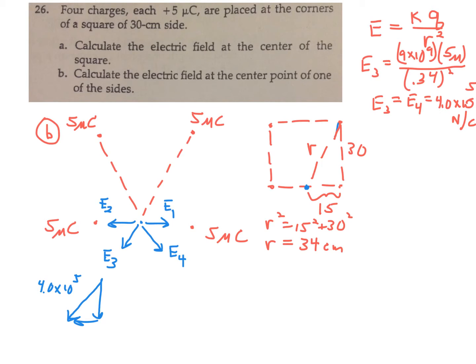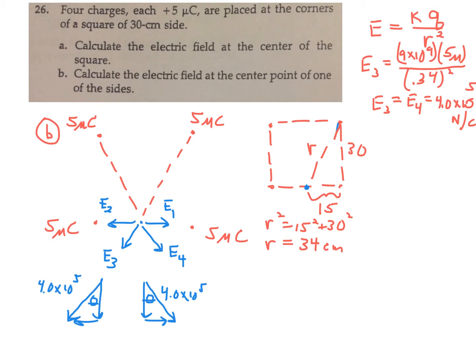Same thing for E sub 4. I don't really need to draw it, but I will. It's the same magnitude, 4.0 times 10 to the 5th newtons per coulomb, and it has a y component and an x component. But the x components of both these two vectors will cancel out. What will be important here is the y components. They're both in the same direction. All we need to do is figure one of those out and double it for the answer. So I need to know this angle right here, which is the same as this angle over here.